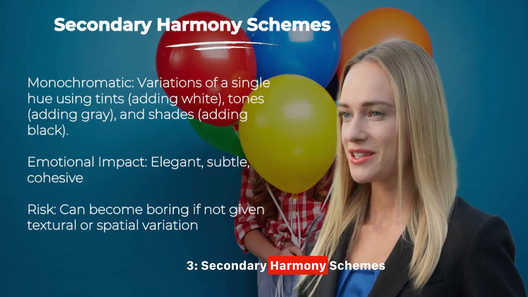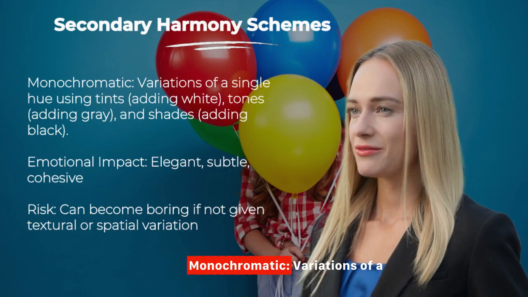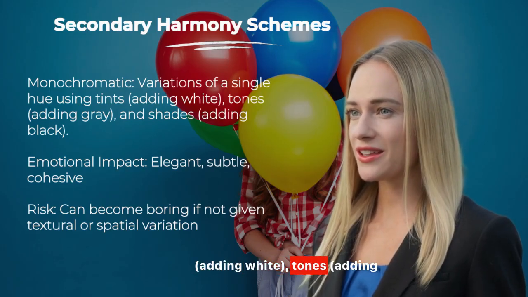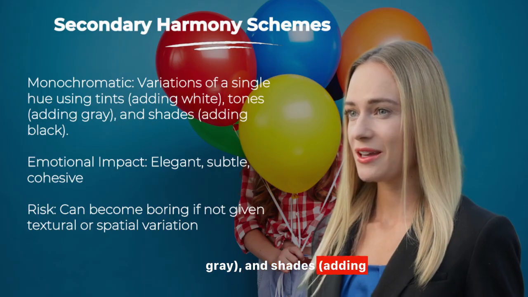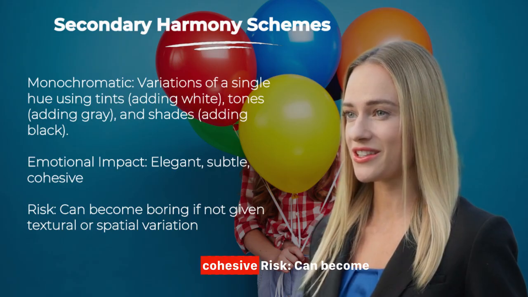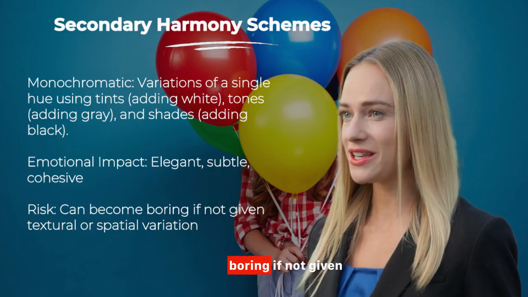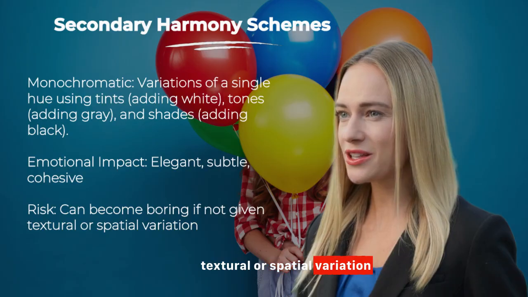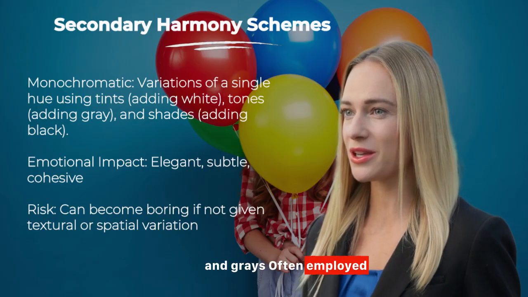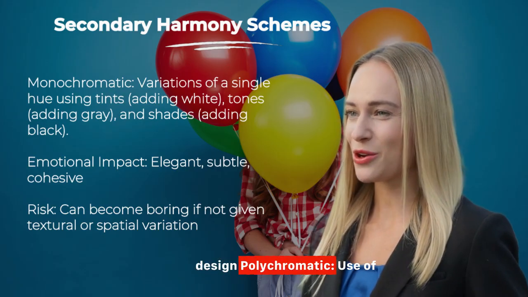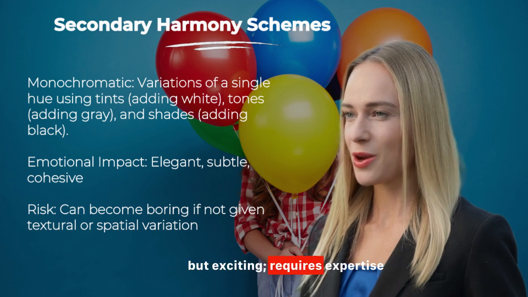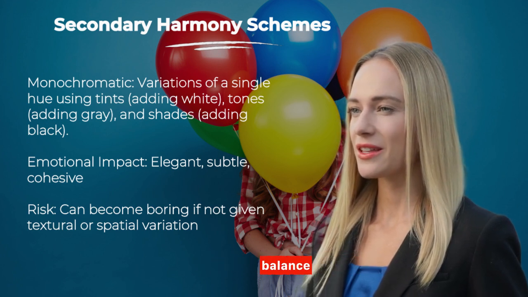3. Secondary harmony schemes. Monochromatic: variations of a single hue using tints (adding white), tones (adding gray), and shades (adding black). Effect: emotional impact, elegant, subtle, cohesive. Risk: can become boring if not given textural or spatial variation. Achromatic: uses black, white, and grays, often employed in minimalist and modern design. Polychromatic: use of multiple unrelated hues. Risky but exciting, requires expertise in value and saturation balance.